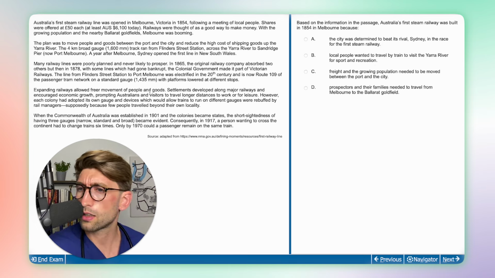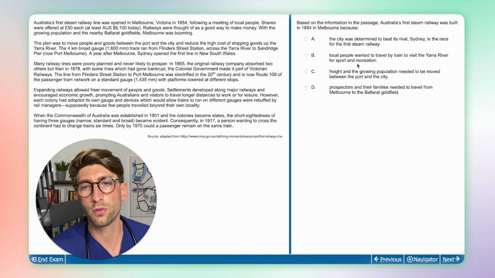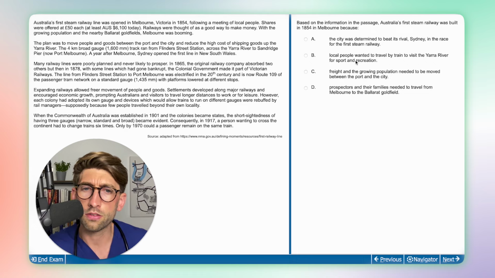Not seen anything about Sydney at all, in fact. Oh, Sydney opened the first one a year after Melbourne, didn't it? Yeah, so it was before that anyway. Local people wanted to travel by train and visit the Yarra River for sport and recreation. Didn't see anything about that.